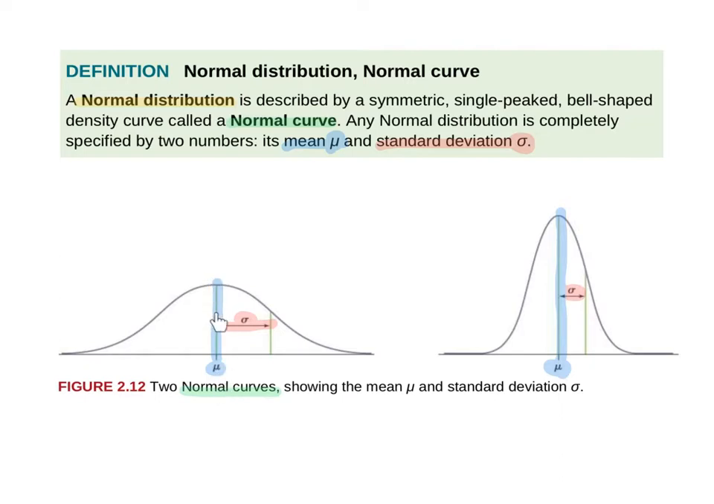So we've got our mean right here, smack dab in the middle, right? Symmetric, single-peaked, bell-shaped density curve. Same deal over here. We've got mu, it's just a little bit taller. And it is also specified by its standard deviation. So the standard deviation this way, standard deviation that way, same deal. That little whoop, I have too much fun with that. That is our sigma.